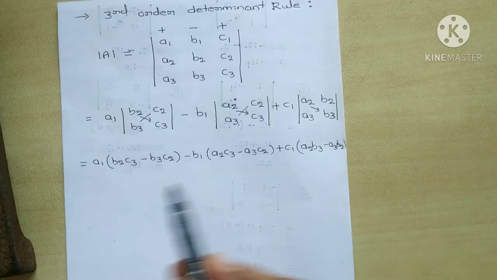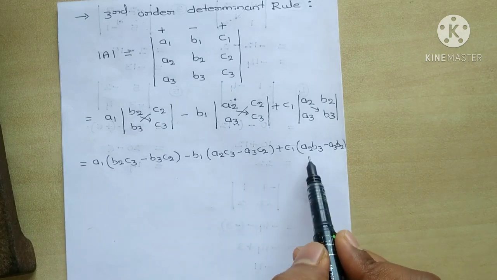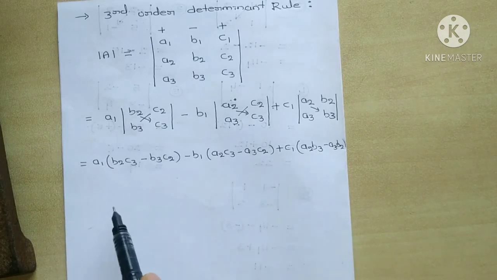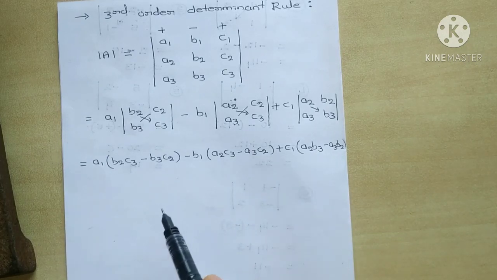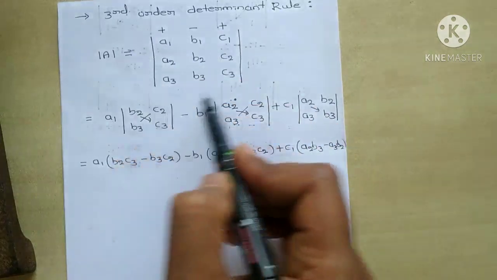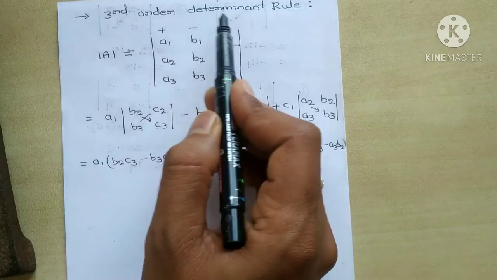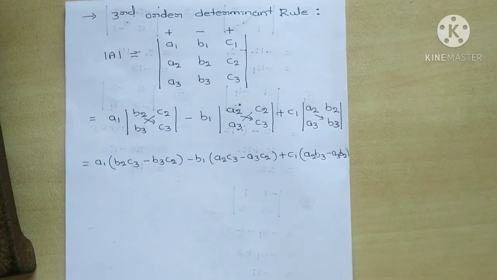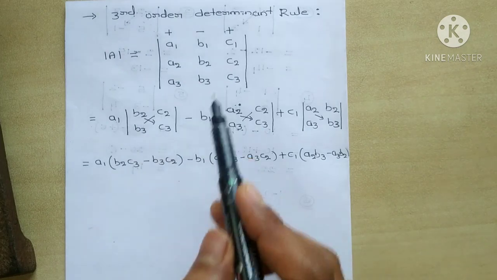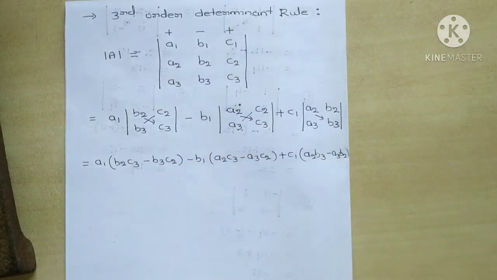So afterwards what to do? You have to do the simplification. Once you do the simplification, one answer you will get. That answer is the value of this determinant. So this is the rule of third order determinant. Now I will take one example. In that example you will understand how to find the third order determinant value.